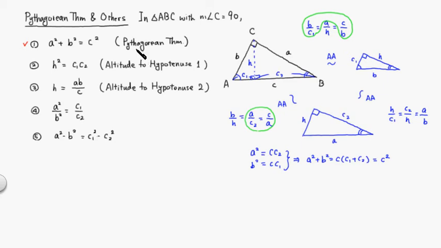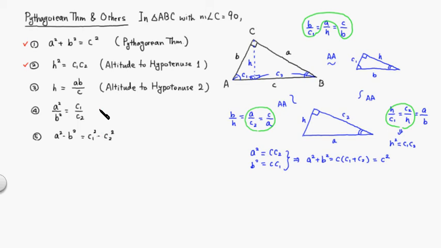The next one, h squared equals c1 times c2. Is there anything that involves c1 and c2? How about here? This guy, just a cross multiplication, will give you h squared is equal to c1 times c2. That was easy.